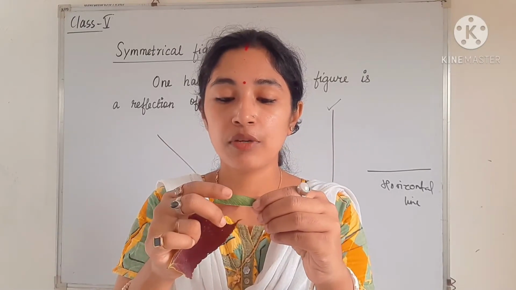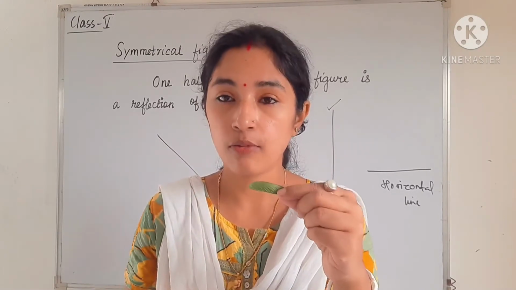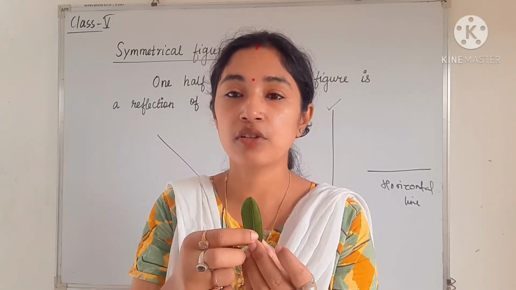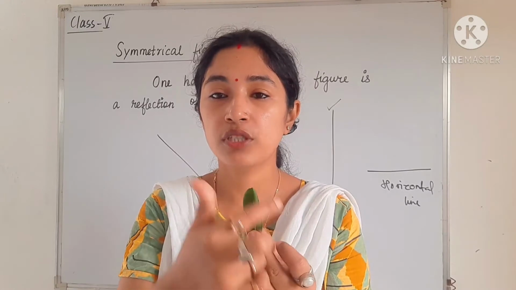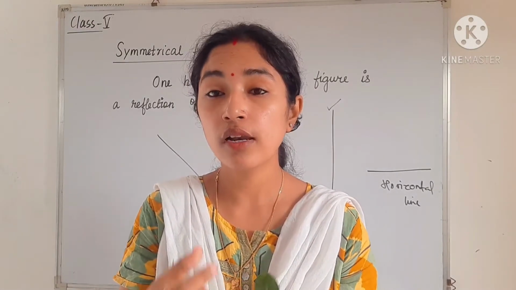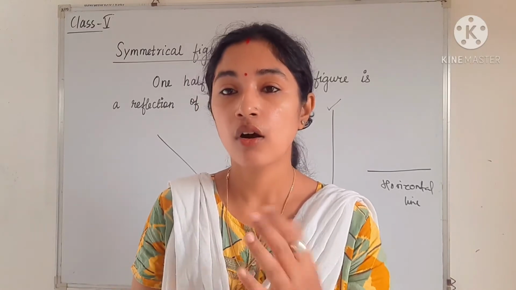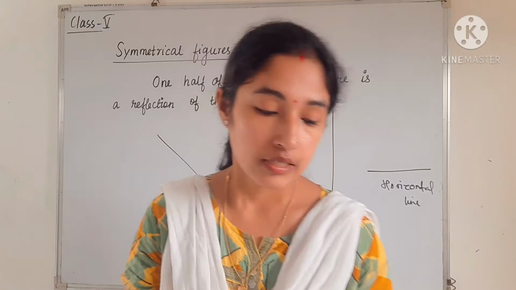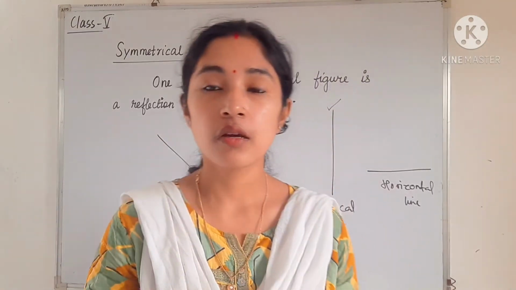Okay, so that means the two parts are the same, exactly the same. So this line is called the line of symmetry, which divides an object into two equal parts. Two equal and similar, or identical, you can say. Identical means similar, the same parts. So these are some examples.